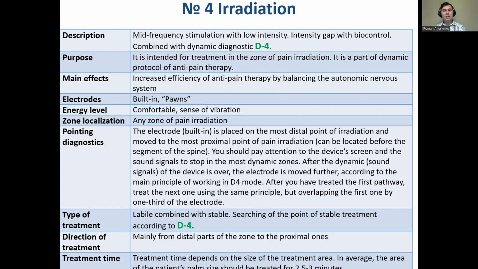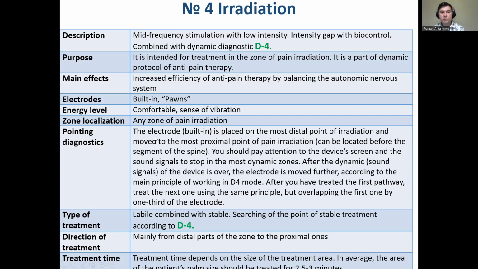Since the irradiating area may be really big, like the entire leg, for example, we don't want to waste our time on that. And this is why it has the built-in D4. When you switch in the irradiation preset, there will be the D4, and all you need to do is to roll over the whole area, find the most active zone, and address it. That saves you a lot of time. Again, we use a comfortable level of energy here. Any kind of metal electrode, built-in or split, in any zone where we have the radiating pain.